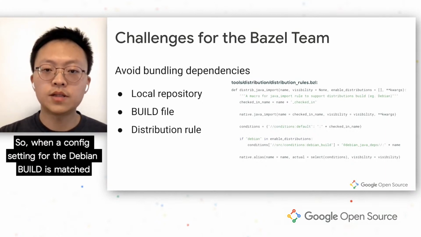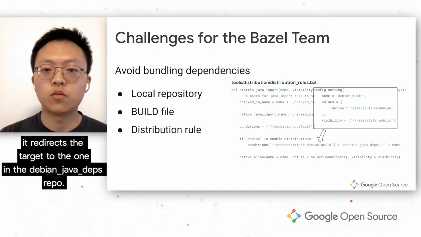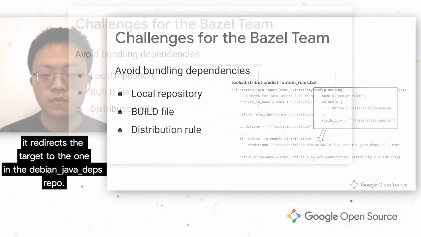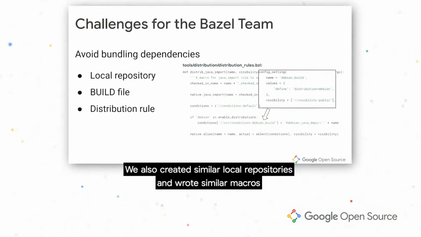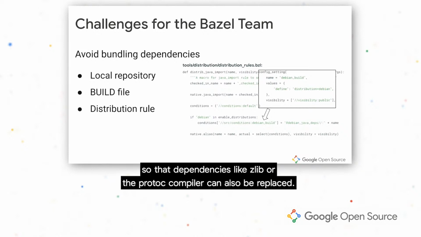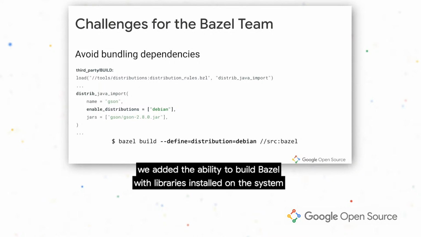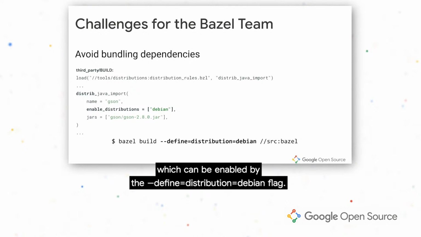So when the config setting for the Debian build is matched, it redirects the target to the one in the Debian Java Deps repo. We also created similar local repositories and wrote similar macros for cc_library and cc_binary, so that dependencies like zlib or the protobuf-c compiler can also be replaced. So with not so intrusive changes in Bazel's build files, we added the ability to build Bazel with libraries installed on the system, which can be enabled by the --define distribution=debian flag.